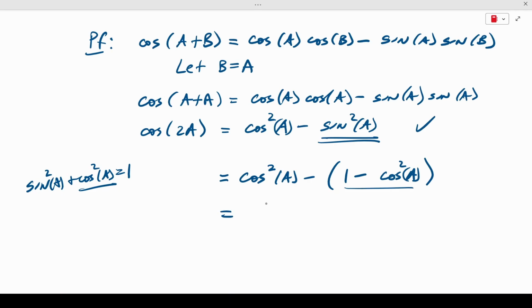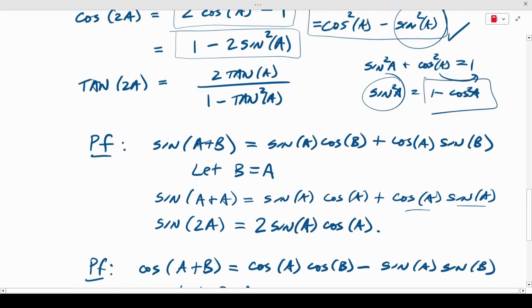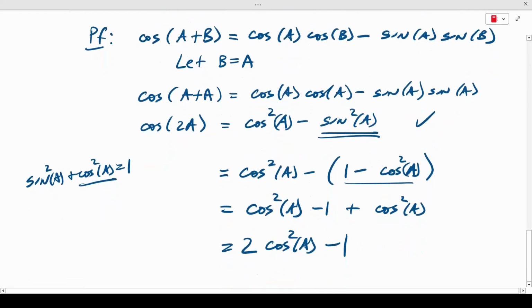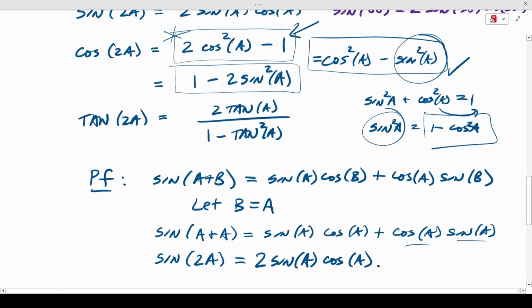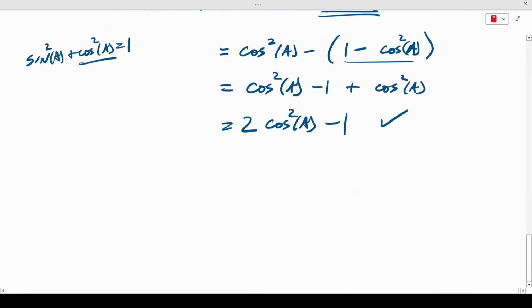And so this works out to cosine of a squared minus 1 plus cosine of a squared, which is two groups of cosine of a squared minus 1. That is this form right here. Okay, so we've proven that one too. And to prove this last form right here, same exact thing. This time we replace cosine of a squared with 1 minus sine of a squared, because cosine of a squared is 1 minus sine of a squared. So let's do that down here.